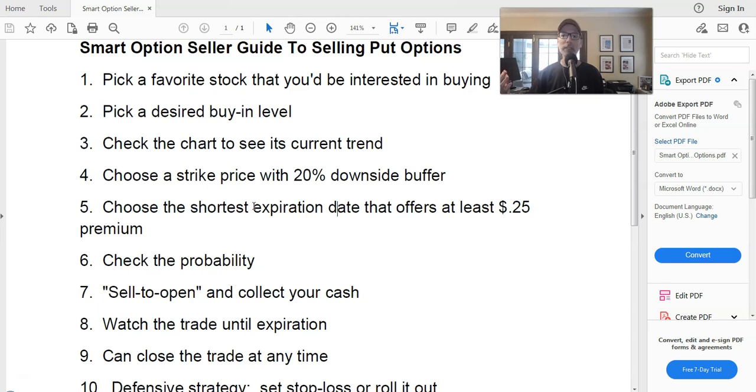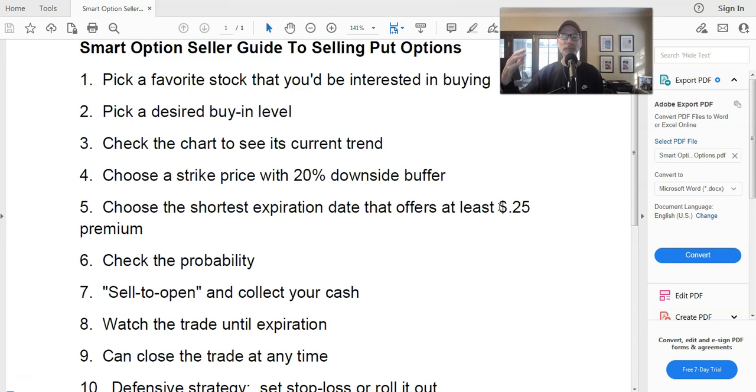Now, you can tweak these steps. You can pick something with a 10% buffer or 5% buffer. If you want to get 50 cents or $1, just go through that option chain and look at the expirations, look at the bid-ask, look at the strike prices, and decide how much money you want to get and what price you are willing to step up and potentially buy the shares of stock.